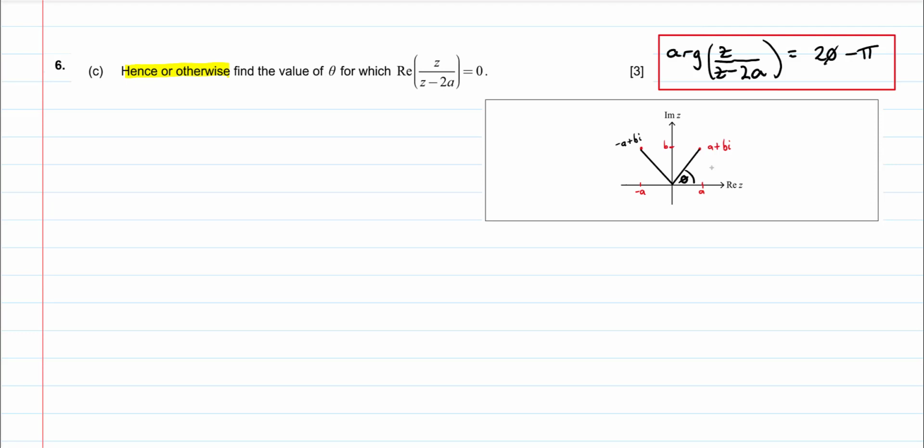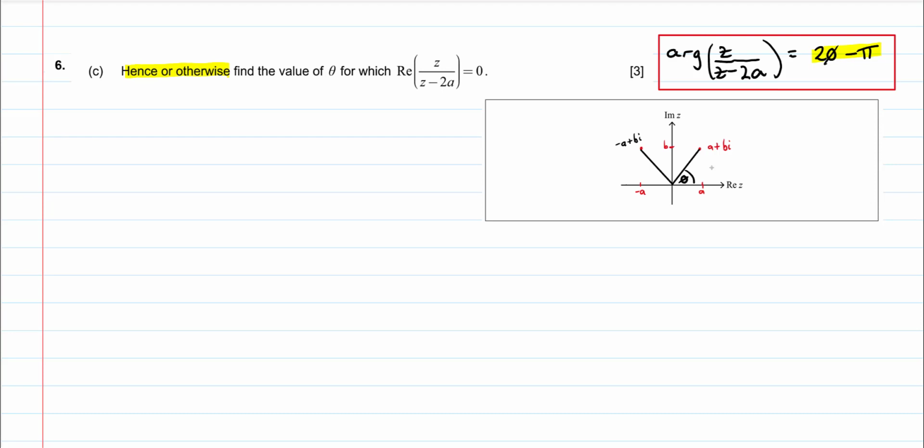From 6b part 2, we know that the argument of z over z minus 2a was equal to 2 theta minus pi. And also from part 6a, as we know a and b were both positive, therefore z is in the first quadrant, and hence theta must be greater than 0 but less than pi over 2. So we're going to use all that information to help us solve this question here.